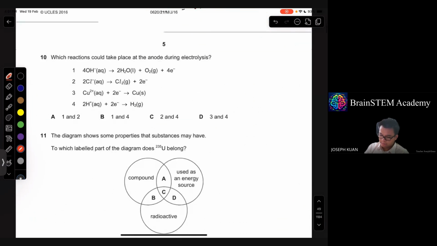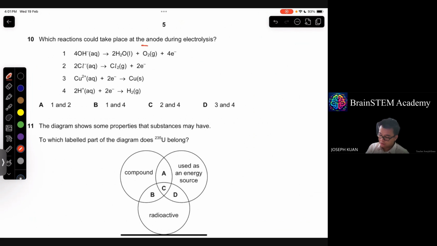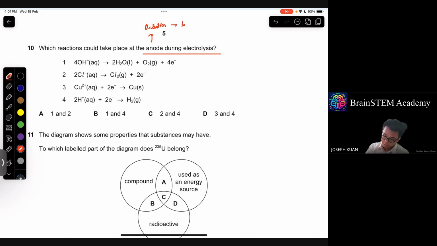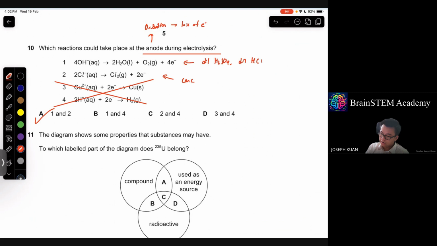Moving on, question 10. Which reaction could take place at the anode during electrolysis? At the anode, oxidation takes place, which is referred to as the loss of electrons. Now, for the loss of electrons, from our list here, it seems like 3 and 4 are not relevant. These are reduction. They are gaining electrons. So the answer is 1 and 2. The first one can happen for, let's say, dilute sulfuric acid, let's say dilute hydrochloric acid. You will get this equation. For option 2, instead it's like concentrated hydrochloric acid. You'll get this result instead.